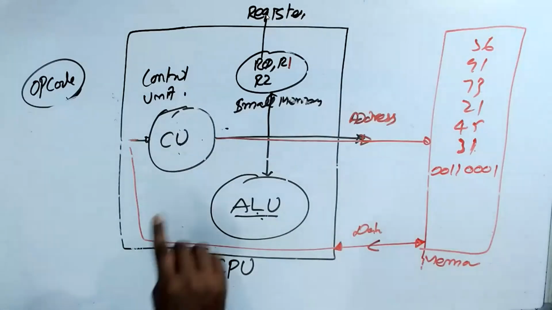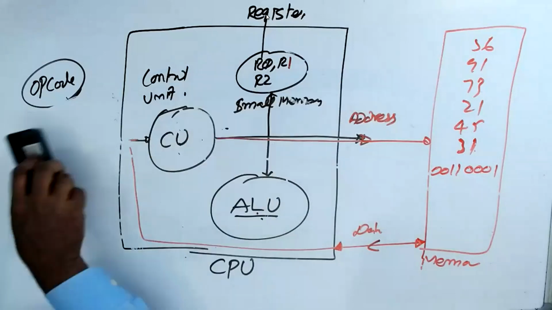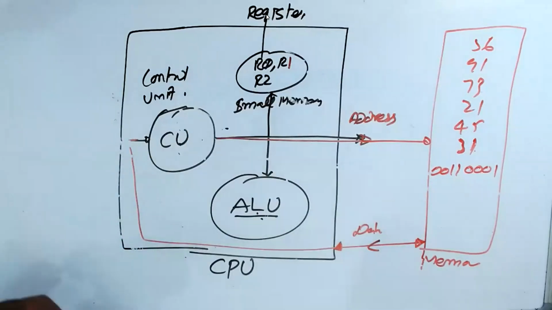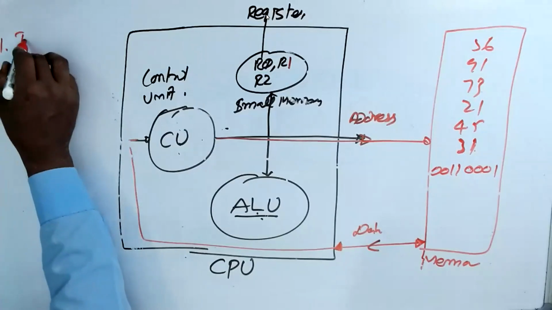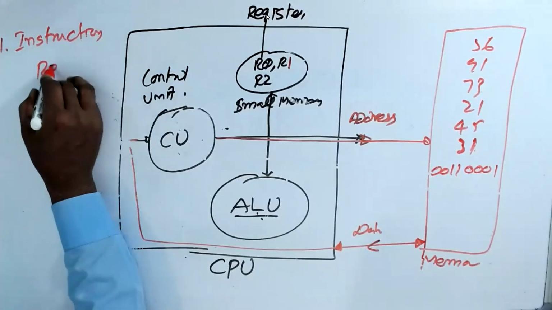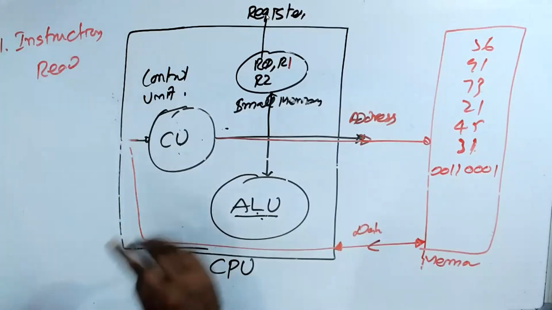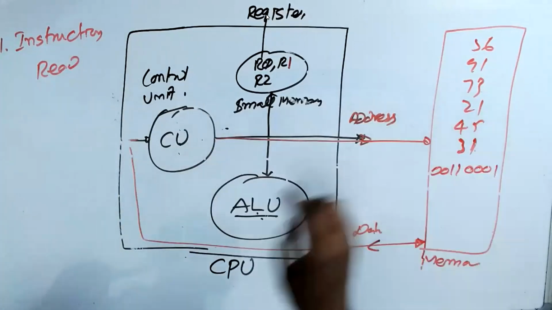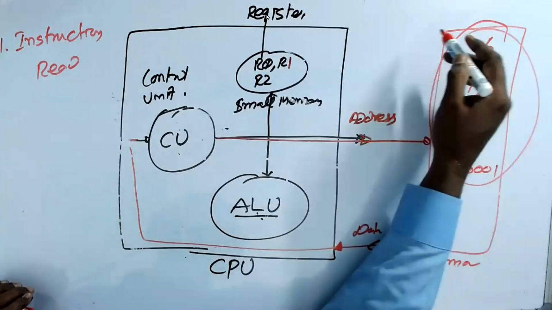So please understand, the microprocessor does two activities in the memory. First activity is instruction read. The microprocessor can read only instruction. Who put the instruction? The programmer.